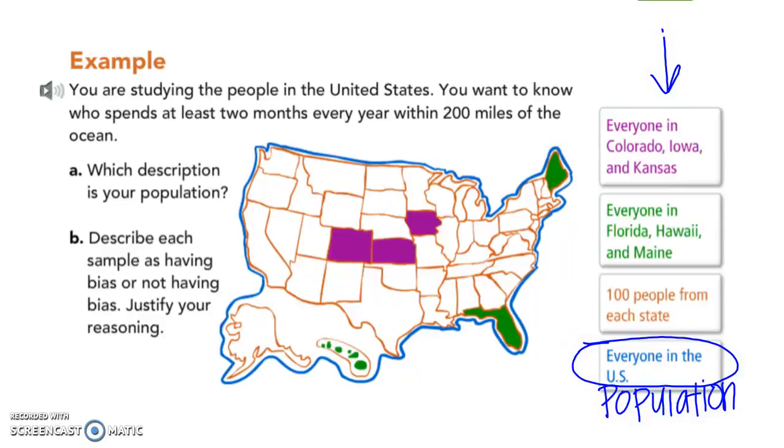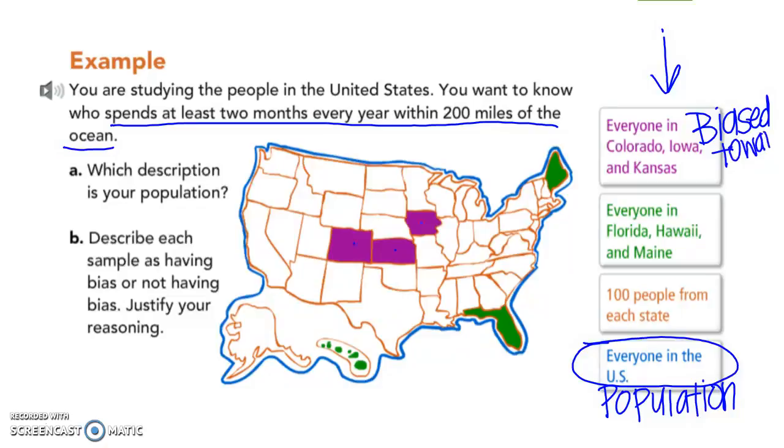Okay. Now, part B, describe each sample as having a bias or not having a bias and justify your reasoning. If I want a representative sample, that means it should not have a bias. So if I interview everyone who lives in Colorado, Iowa, and Kansas, what are they going to say to spending at least 2 months of every year within 200 miles of the ocean? Probably the large majority are going to say no. So is this biased? Yes, this is biased towards no, because they are only interviewing people who live in the middle of the country.